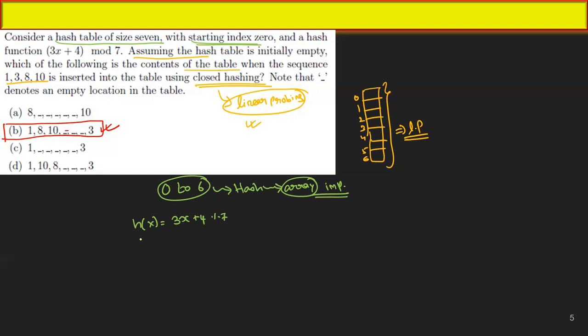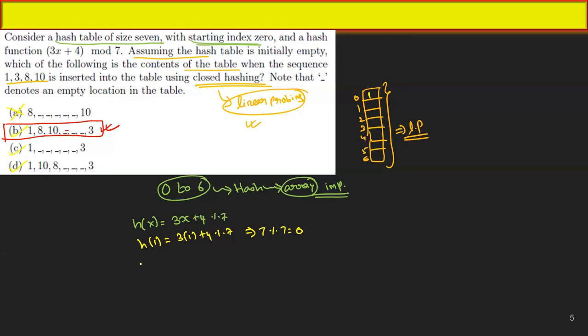So easy question now. So h of 1 is equal to 3 into 1 plus 4 mod 7. That is nothing but 7 mod 7, which is equal to 0. So 1 will go into 0. Okay. So B can be the answer, C can be the answer, D can be the answer, A cannot be the answer. Apply step by step, eliminate, filter it.